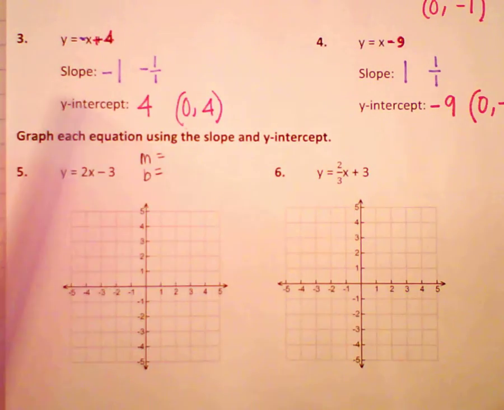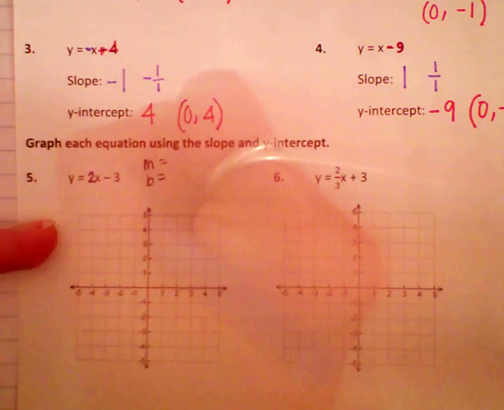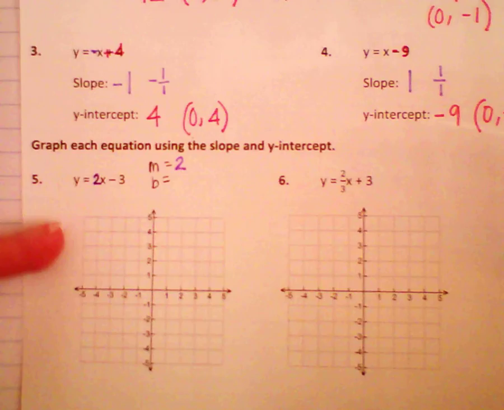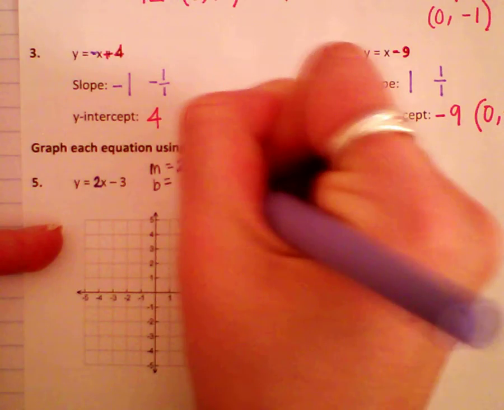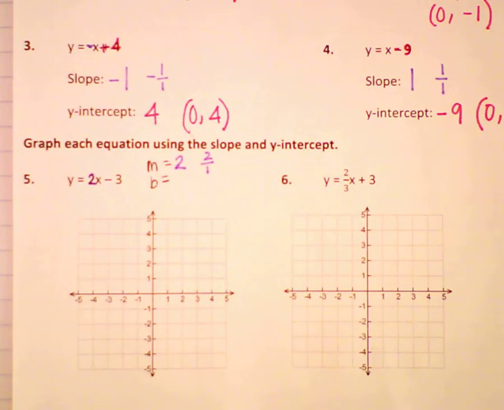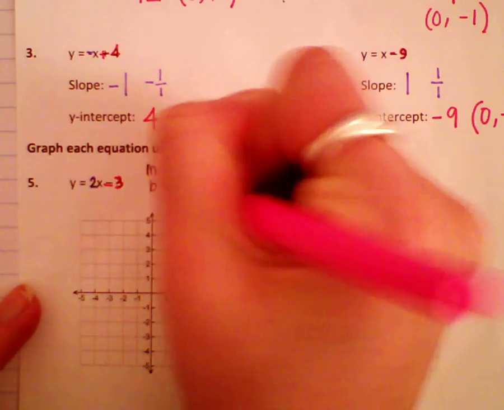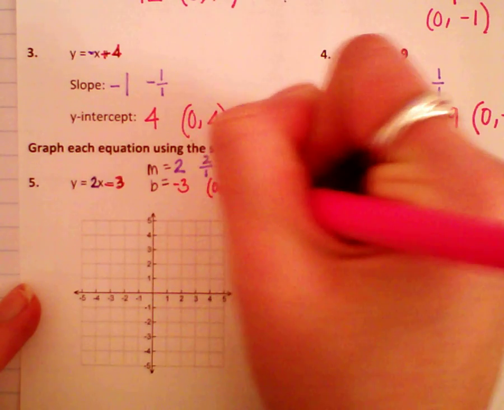So M is just my slope. That would be my coefficient of x. So my slope is 2, which is really the same exact thing as 2 over 1. And my B, my y-intercept, is -3. So I know I'm going to be graphing this at 0, -3.